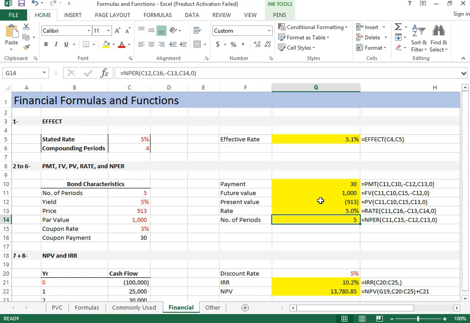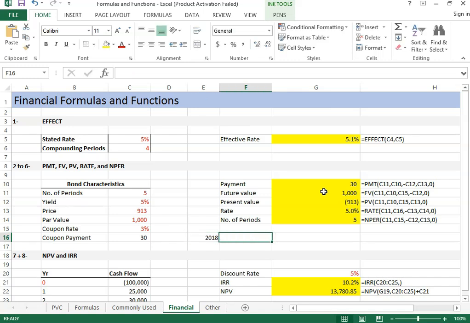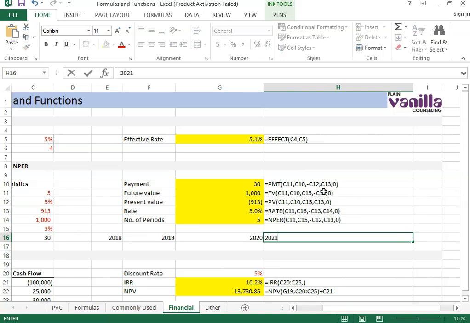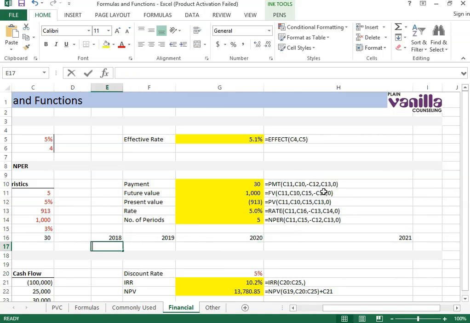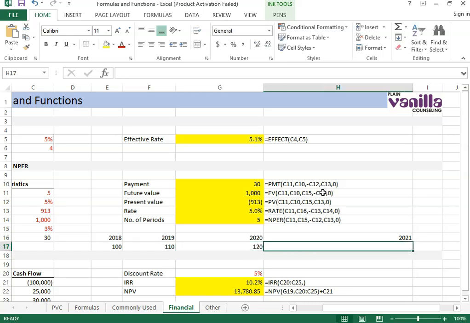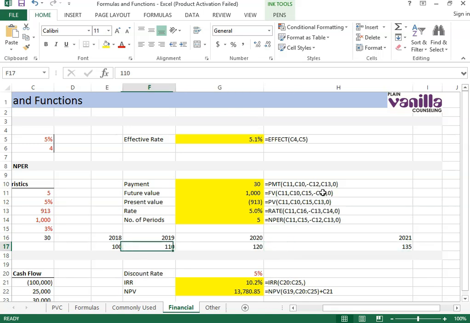Let's say that there is a company which had 2018, 2019, 2020 and 2021. It posted revenues of 100 in 2018, 110 in 2019, 120 in 2020 and 135 in 2021. And if you have to calculate 3-year CAGR, 3-year compound annual growth rate.